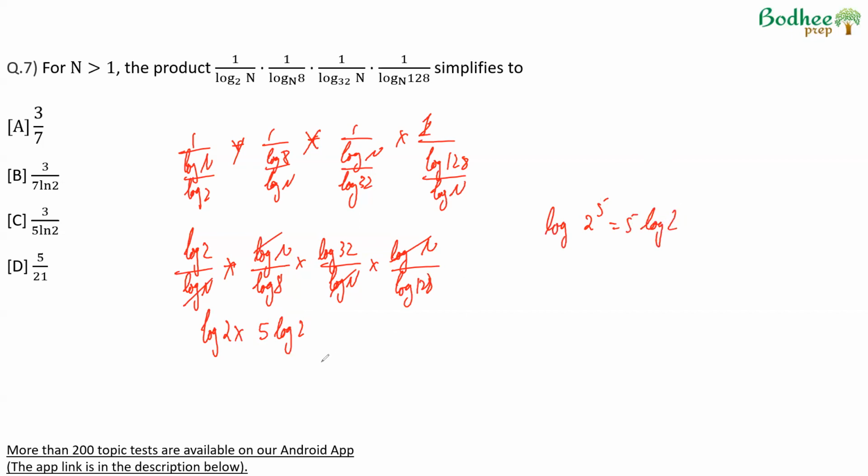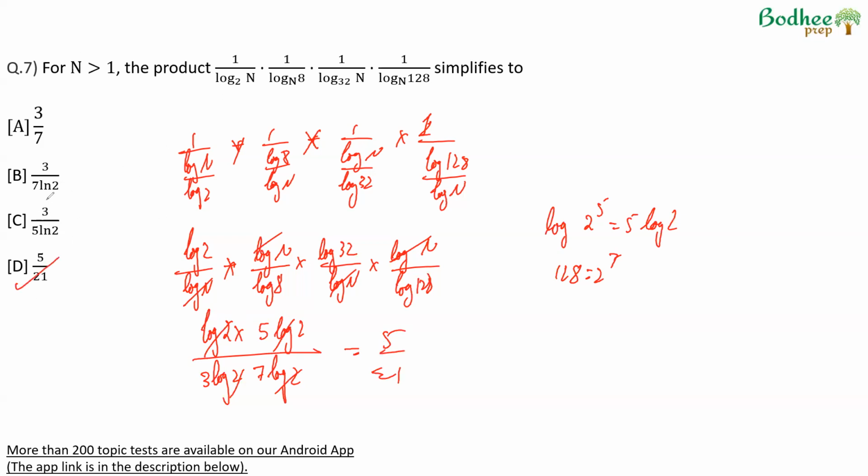2, 4, 8, 16, 32. Upon log of 8, which is 2 cubed, so 3 log 2. And log of 128: 2, 4, 8, 16, 32, 64, 128. 128 is 2 raised to power 7. This will be 7 log 2. Log 2 is cancelled. We are left with 5 by 21. Option D becomes my answer.